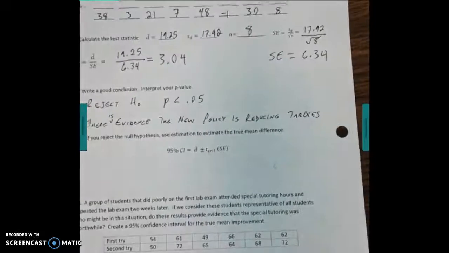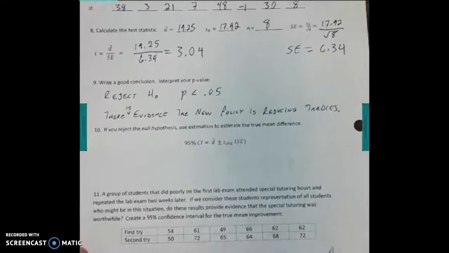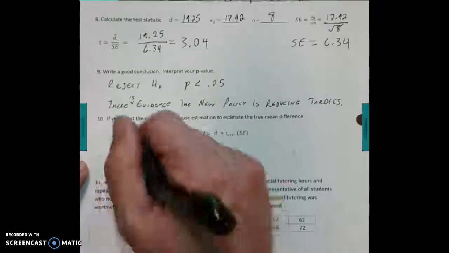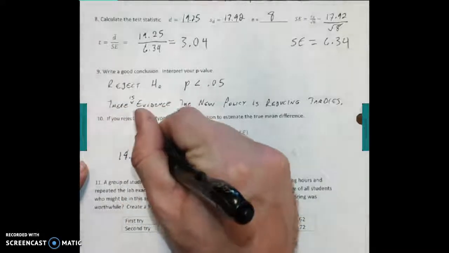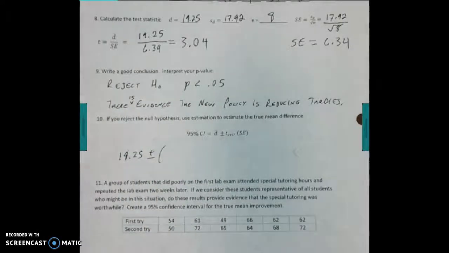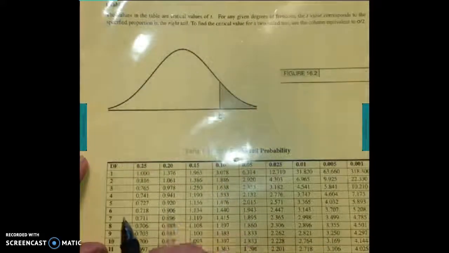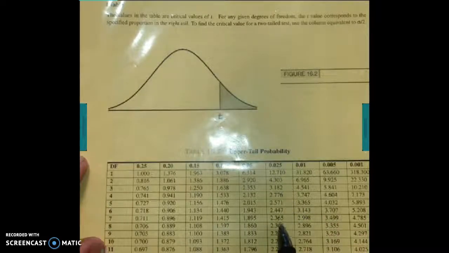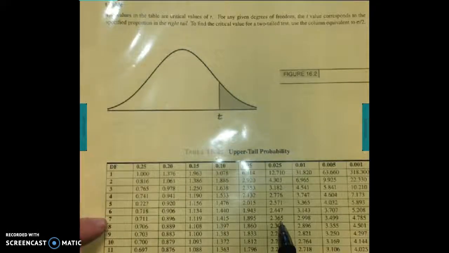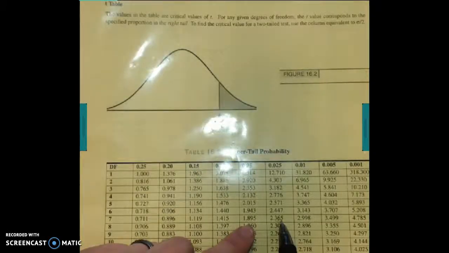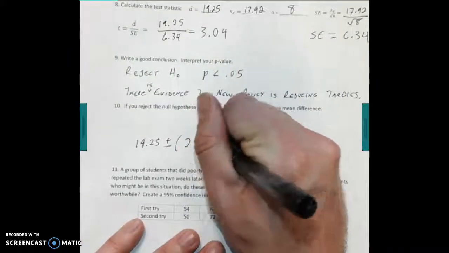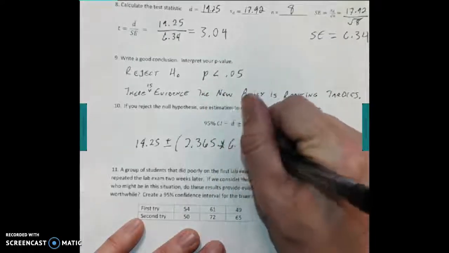Now that's all well and good, but the next logical question is, well, okay, by how much? And so that's why we would create a 95% confidence interval. So we take that mean difference, 19.25, plus and minus the t critical. My degrees of freedom are still going to be 7, but now I'm going to kick it over to 0.025 because the confidence interval is inherently two-tailed. And I'm going to use a t-critical of 2.365 instead of the 1.895 I was using before. 2.365 times the standard error of 6.34.